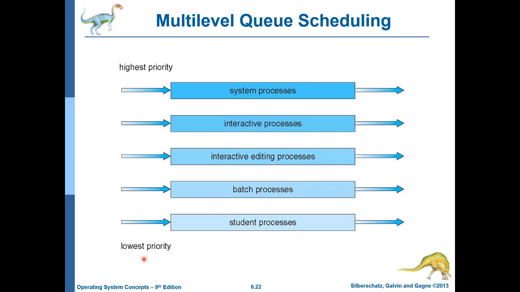The second highest is the interactive processes queue, which has those processes which are interactive. Then you have interactive editing processes, let's say Microsoft Word, for example. Then you have batch processes which execute in a sequence. And finally, the student processes have the lowest priority. So when a process comes, it must be in one of those categories, and you put that process into its queue accordingly.